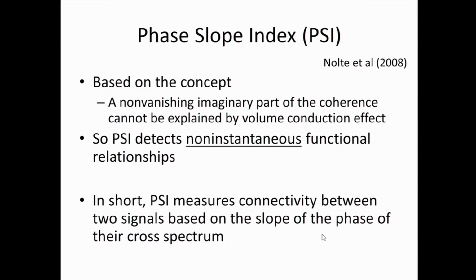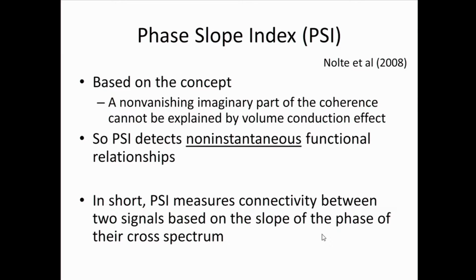So phase slope index is one approach where you can eliminate the contribution of the connectivity caused by volume conduction, because volume conduction is instantaneous. If volume conduction introduces connectivity, it will be zero order connectivity, meaning there will not be any delay there. But phase slope index primarily finds a delay.